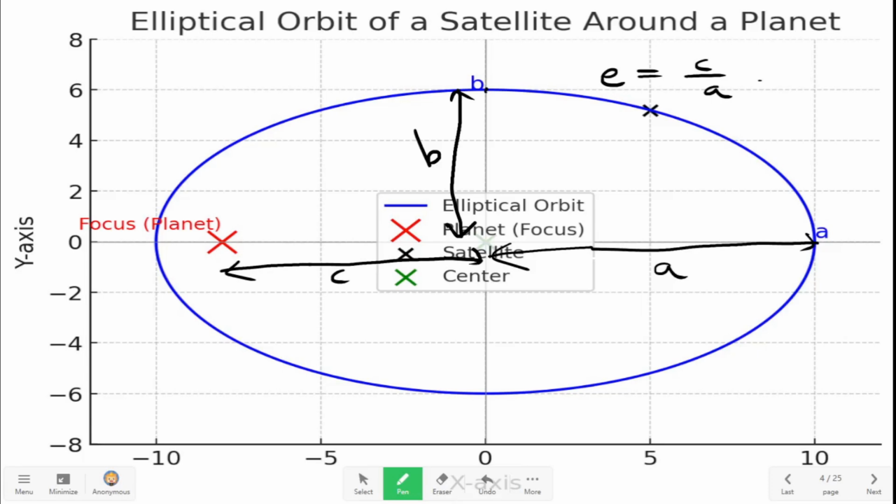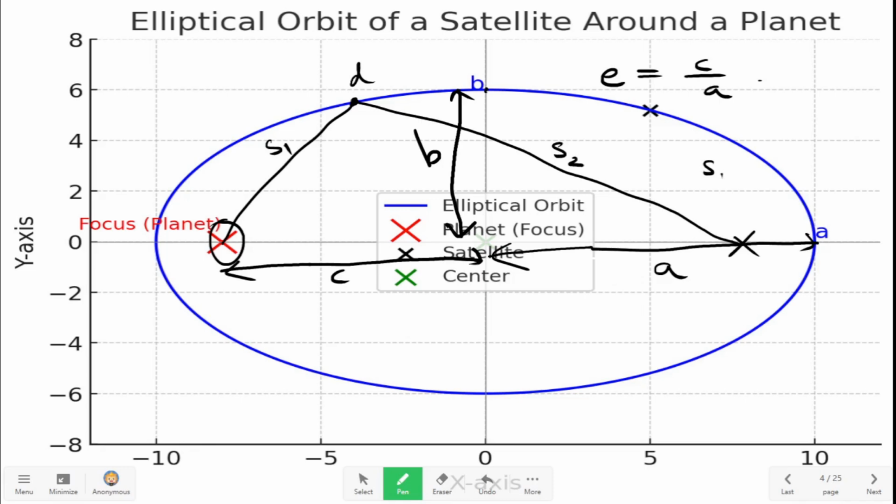Another property of the ellipse is that for any point in the ellipse, the distance to the two foci adds up to a constant. This is one focus and let's say the other focus is here. The point is D, and from D to the two foci, from here to here is S1, and from here to here is S2. Then S1 plus S2 is equal to a constant, and it is equal to 2A. This is true for any point in the ellipse.